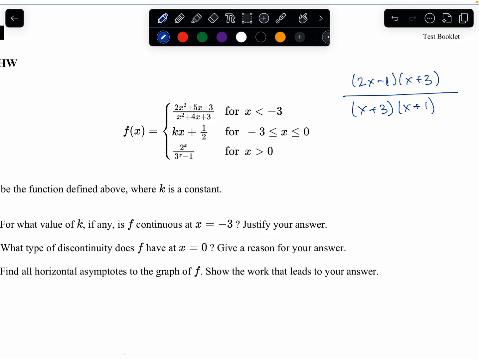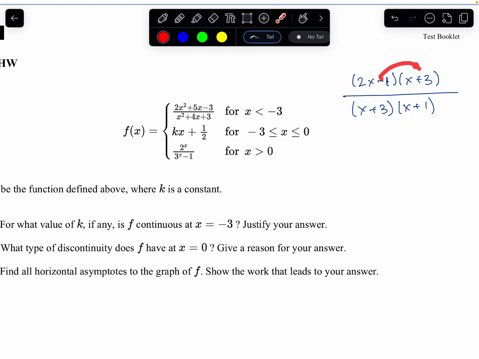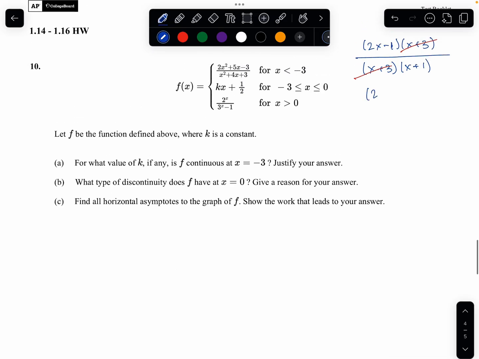Yep, that sounds right. So when I multiply those together, I get the 2x squared. When I multiply those, I get 6x, but when I multiply these, I get -1x. When I add them together, I get positive 5x. Then I multiply those together, I get -3. Perfect. So I was right. Those cancel right here. So I get the expression of 2x minus 1 over x plus 1.